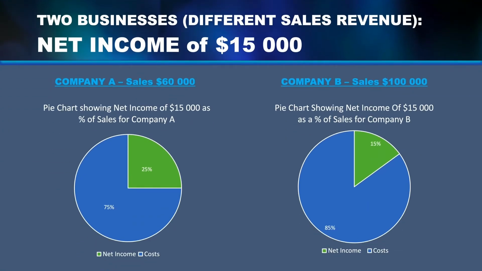So looking at them side by side, you can see very clearly the green area for company A is greater than the green area for company B. Company A's sales revenue was less than company B's, in terms of company A was $60,000 and company B was $100,000. However, when you look at the pie chart, you would see that a greater percentage of company A's sales was net income, showing how profitable it was compared to company B. Their income is the same.